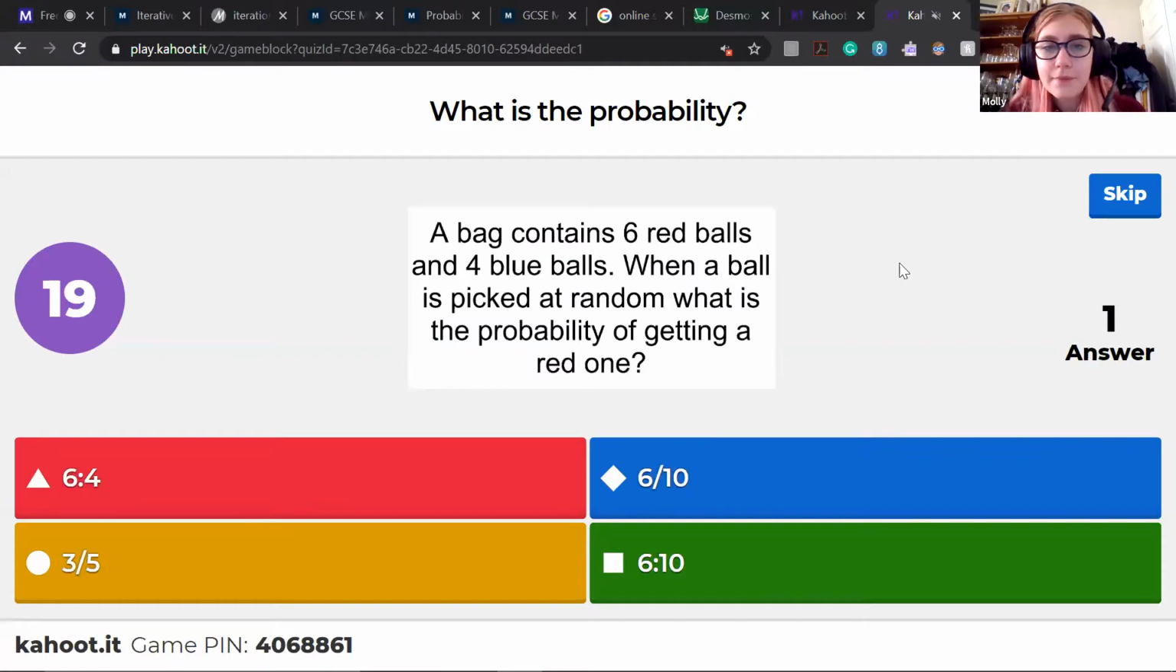So what about here? Classic. Bags of different coloured counters or balls are such common probability questions. You'll get so sick of seeing them.